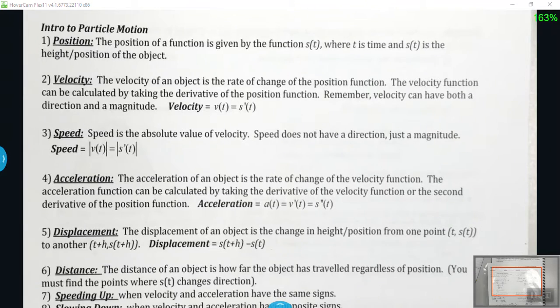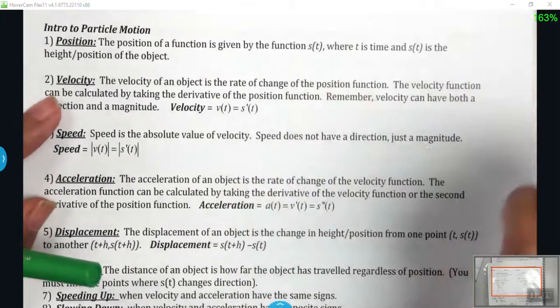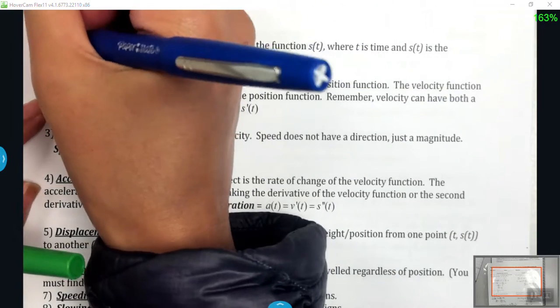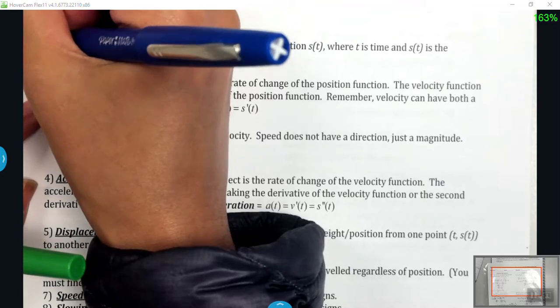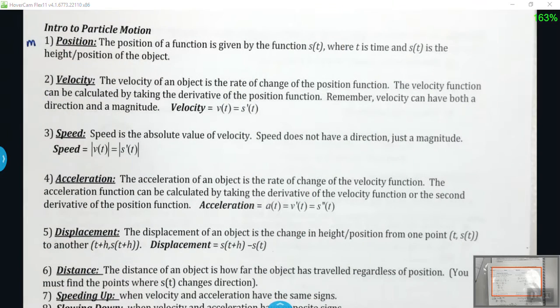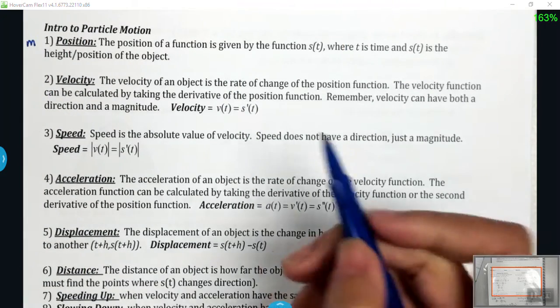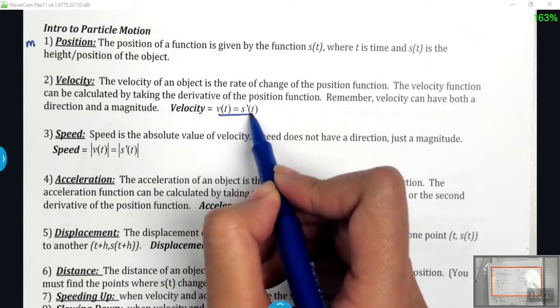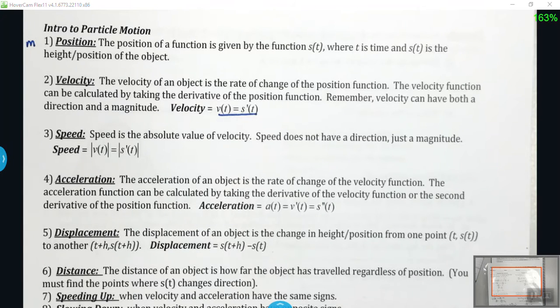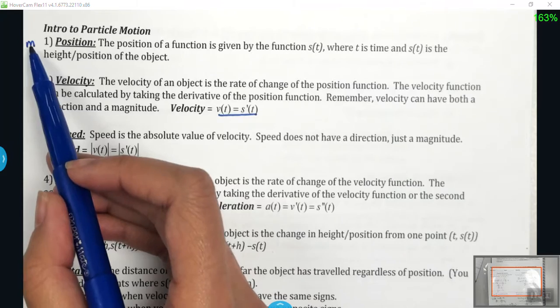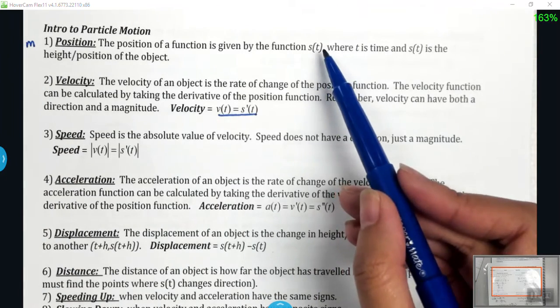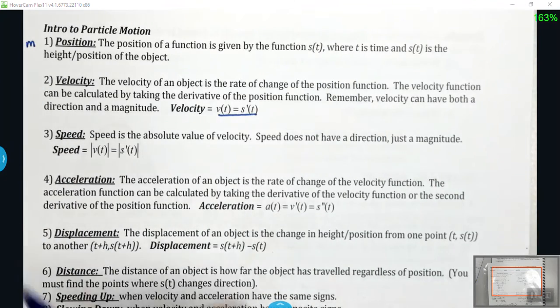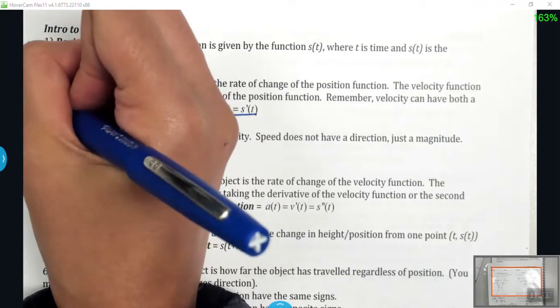Okay, position is given to you as s of t. Let's use units, meters. If your position is in meters, then the velocity is the derivative of position. So velocity is the first derivative of position. Because what happens when I take meters with respect to time and then I find the slope of it, I get meters per second, right?